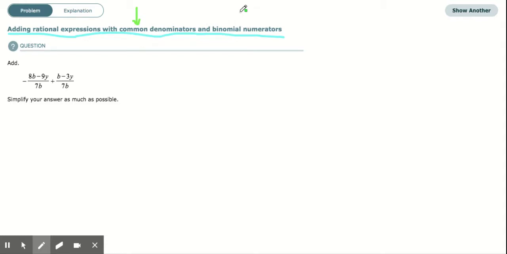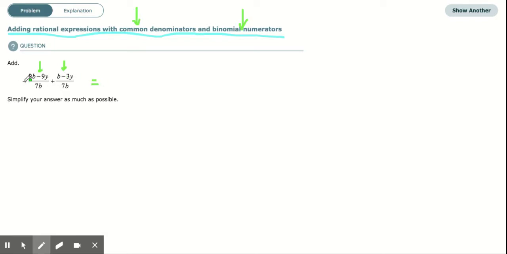All right, so we also have binomial numerators. If you'll notice, these are both examples of binomials. All it means is an expression with two terms, 8b and negative 9y, and here it's b and negative 3y. So in all of these, we're going to be adding together or subtracting rational expressions with common denominators and binomial numerators. So let's simplify our answer as much as possible.